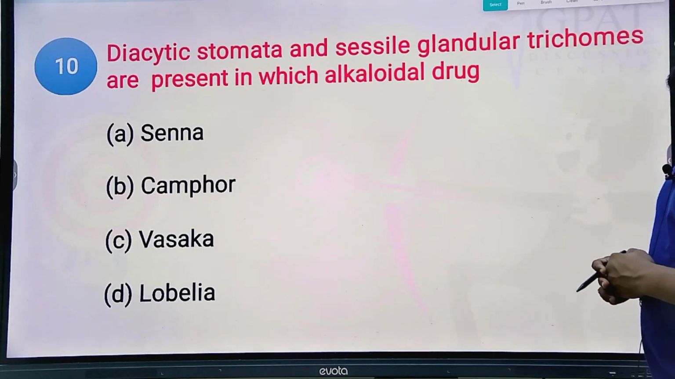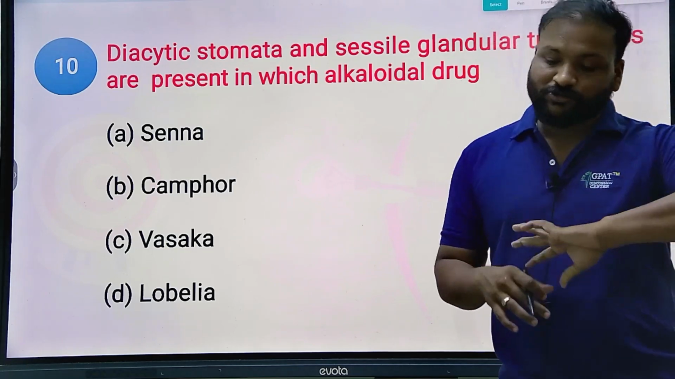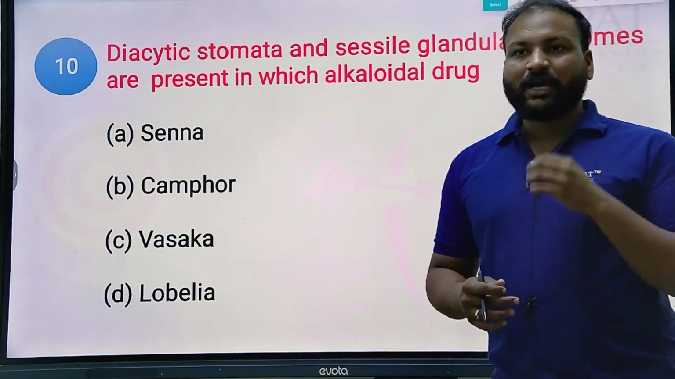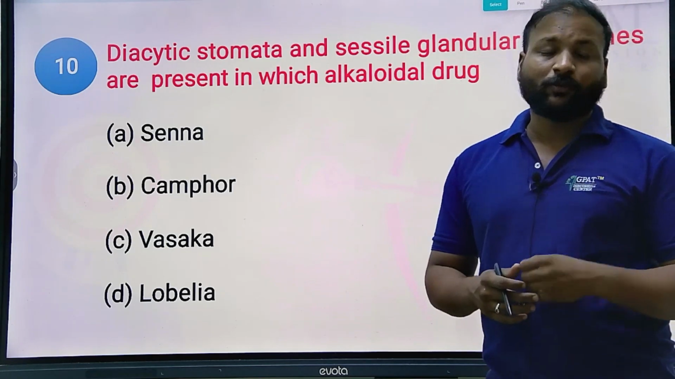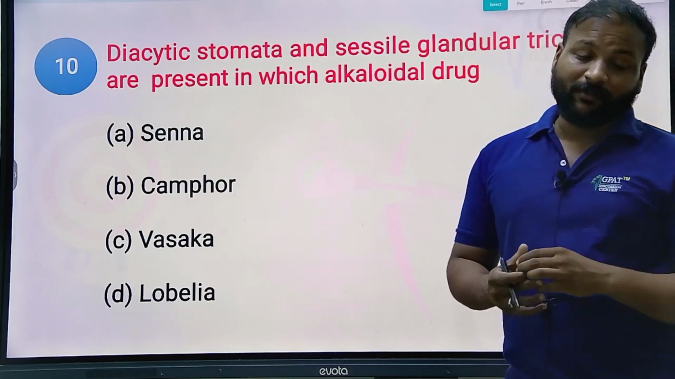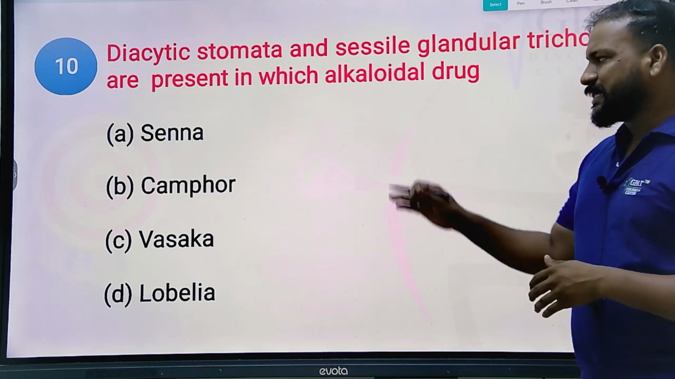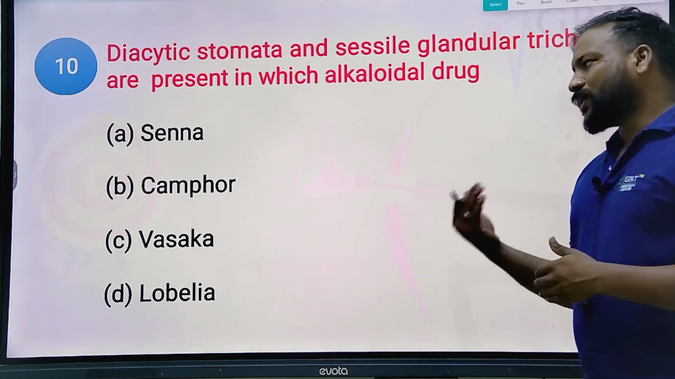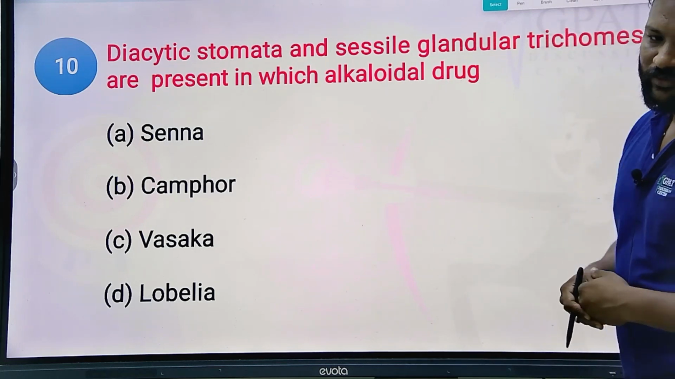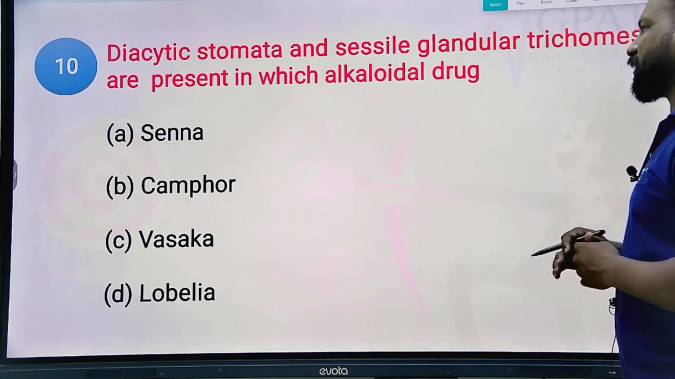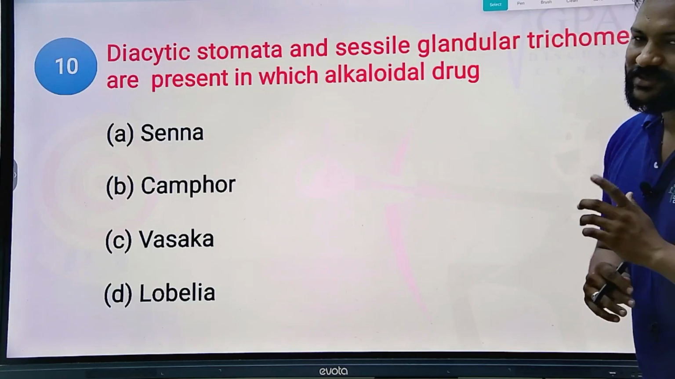Diacytic stomata and sessile glandular trichomes are present in which type of alkaloid drug? When it comes to microscopy, we need to remember a few drugs, more than 10 drugs. So, diacytic stomata is found in which of the following? Senna, camphor, Vasaka, and Lobelia. Comment down if you know the answer.